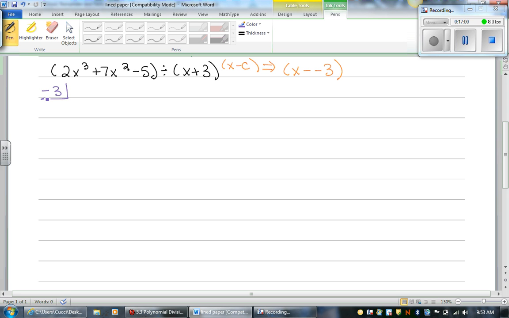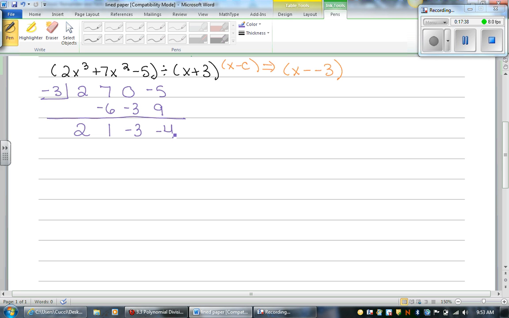Okay, so that's what's going to go in our box, my negative 3. We use our coefficients. We've got our 2, 7. And then remember, we have to have one of everything. We've got x cubed, we've got x squared, we need an x. And since there's nothing there, we have to put in a 0 in its place. And then a negative 5. Okay, drop that 2. Negative 3 times 2 is negative 6. Add gives us 1. Negative 3 times 1 gives us negative 3. Add gives us negative 3. Negative 3 times negative 3 gives us 9. Add gives us negative 4.